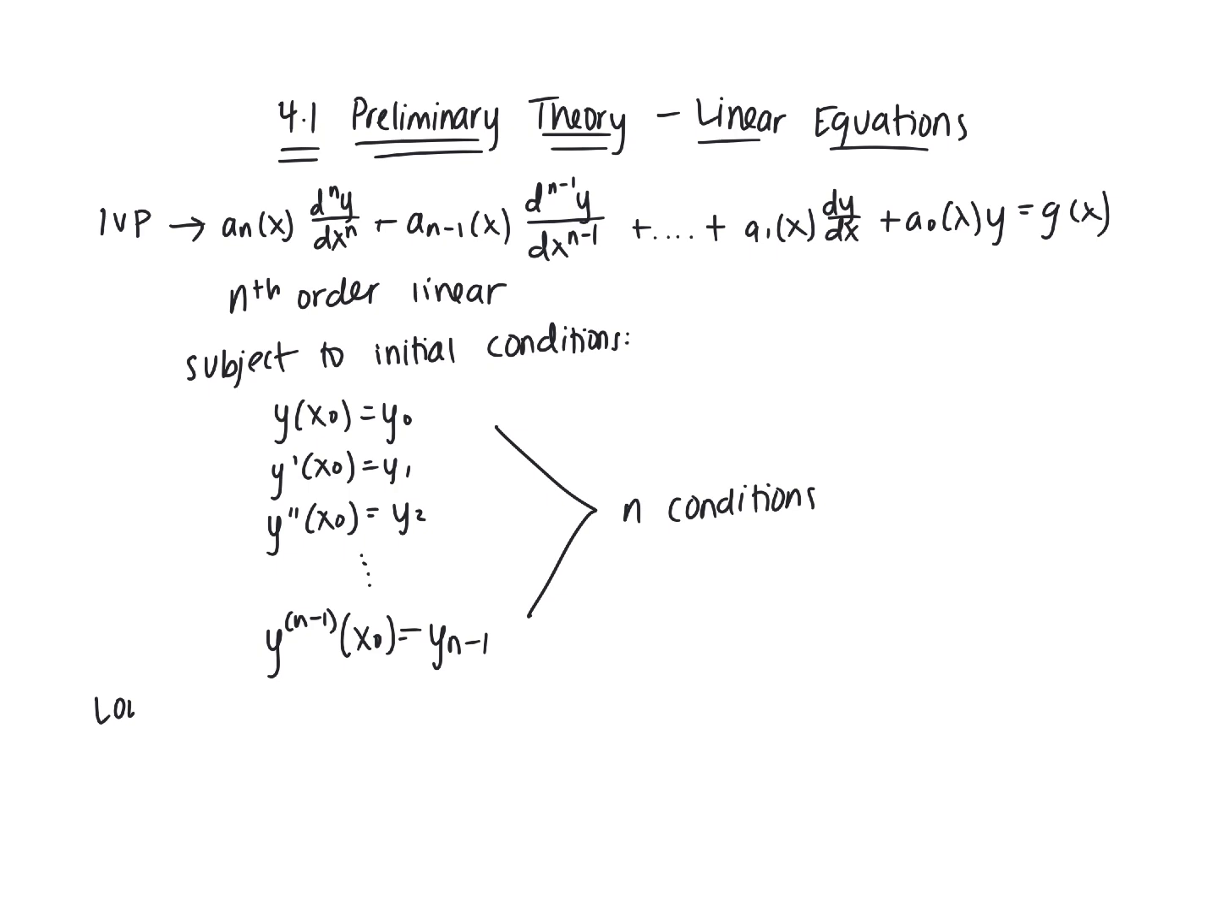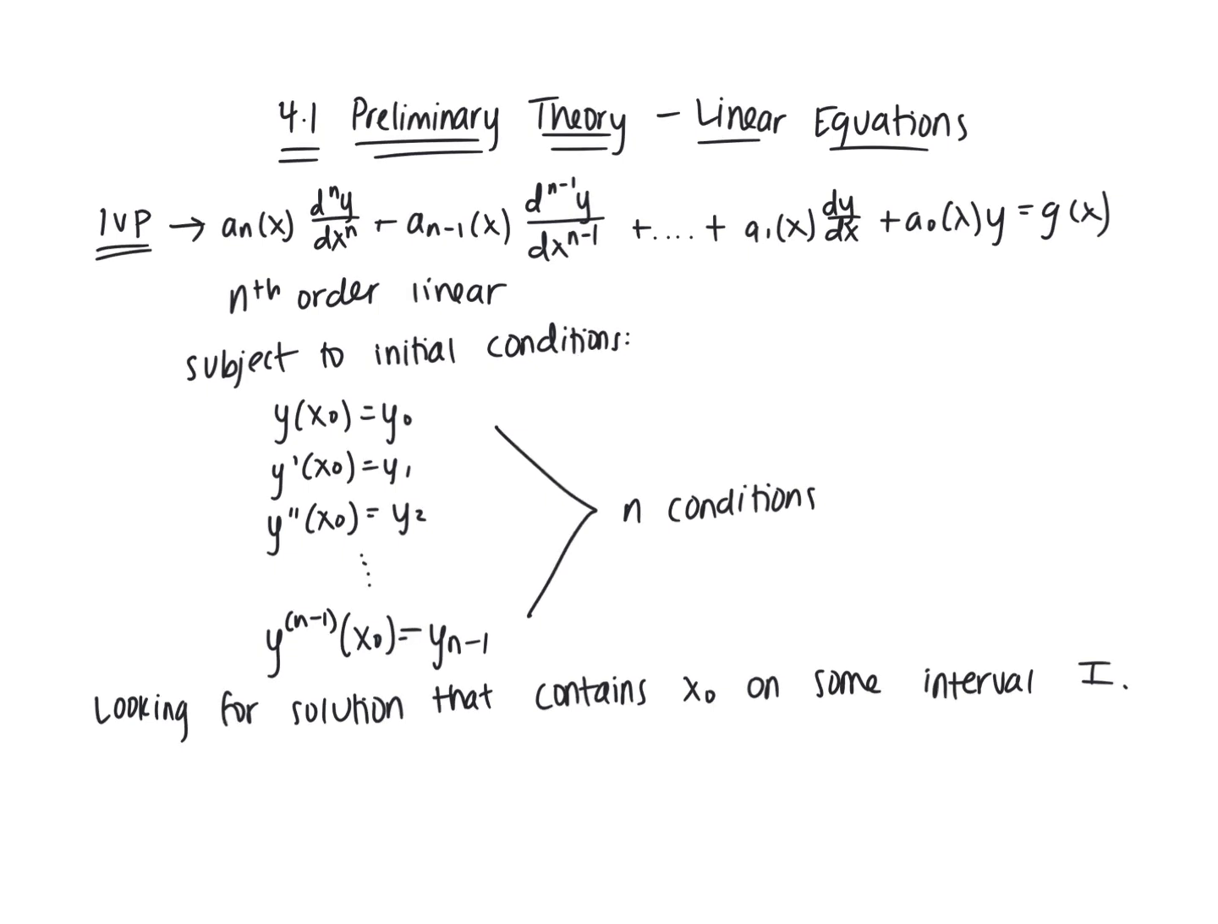So what we are doing is we are looking for the solution, or a solution, that contains that value x_0 on some interval I. Okay. So again, IVP is what's called an initial value problem.